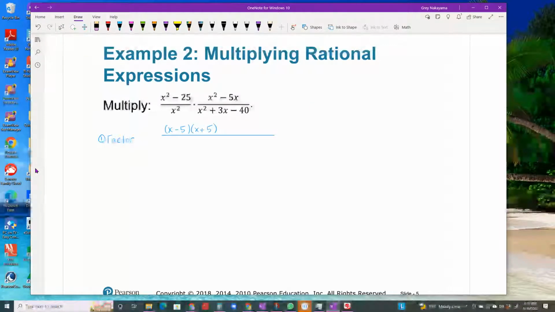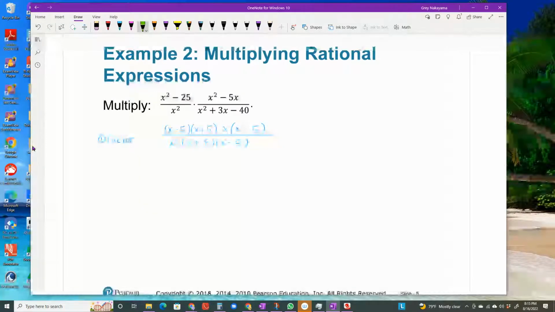And on the bottom is x squared. Then go to the next numerator, x squared minus 5x. That has the common factor of x, leaving me with x minus 5. And the bottom, you already saw that. That's going to be x plus 8 and x minus 5. Again, we've got to make sure that we remember the denominator cannot be what makes that 0, which is 0, and then negative 8 and positive 5.